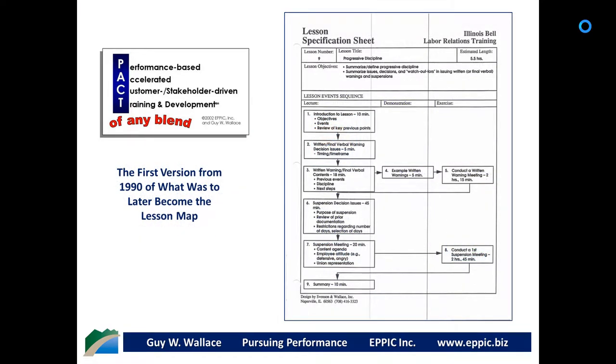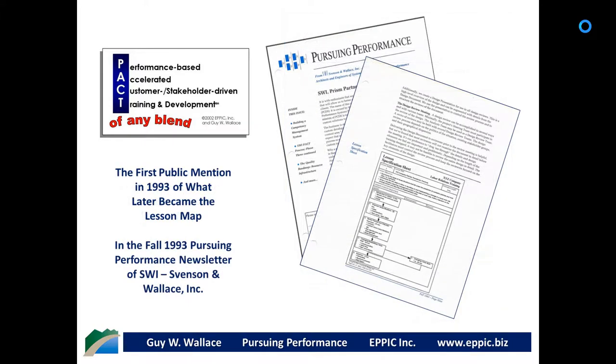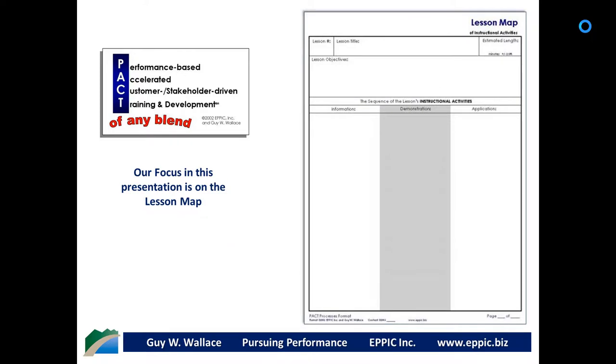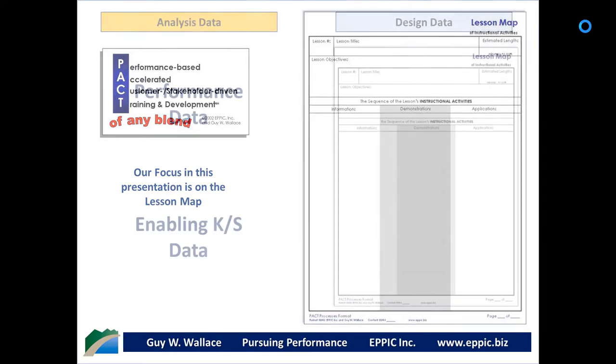The very first version of what became the lesson map was created in 1990 for a project for Illinois Bell on labor relations training. The fall of 1993, my organization published this format in our newsletter, Pursuing Performance. Our focus in this presentation is on the lesson map of instructional activities.